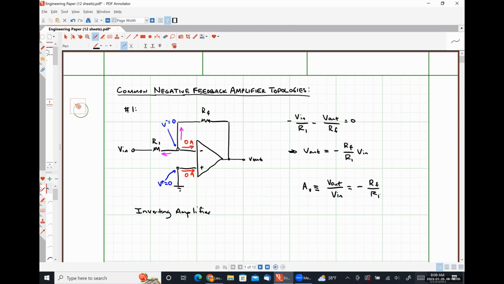So the ratio of resistances RF over R1 can be used to scale or make larger the input signal, right? So it can amplify things. It can also be used to attenuate signals or make them appear smaller at the output. So we get two different types of functionality, both amplification and attenuation. The trade-off here is that the polarity of our output signal will always be opposite to the polarity of our input signal.